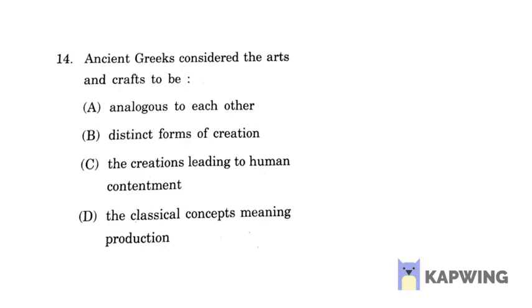Now moving on to the next question. Ancient Greeks considered the arts and crafts to be the analogs to each other, distinct forms of creation, and the creation leading to human contentment, and the classical concept meaning the production. So friends, if you have read the passage, the Greeks were of the opinion that it is a classical concept which can be used for production, and based on the production and the beauty of the crafts and art, they said that it can be divided whether it is craft or art. So the correct answer here is D, the classical concept meaning the production. Hope you have answered it.